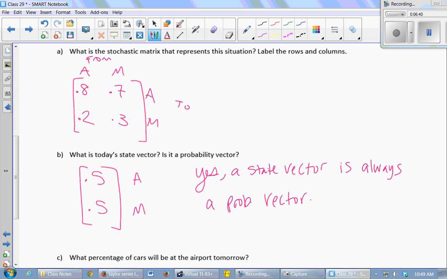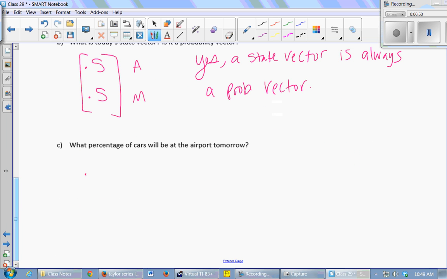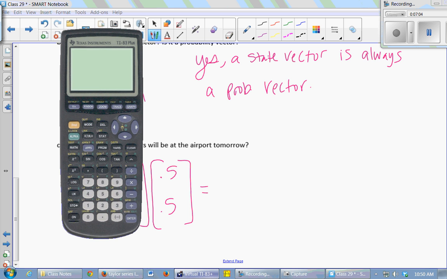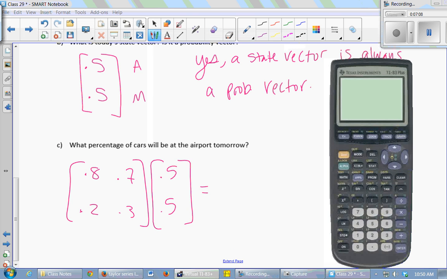If I want to know what percentage of cars will be at the airport tomorrow, I can multiply my stochastic matrix times today's state, and I'll get tomorrow's state. So 0.8, 0.7, 0.2, 0.3 times 0.5, 0.5. I could do the multiplication out, or I could have my calculator do it. Probably faster to just do it out. So 0.8 times 0.5 plus 0.7 times 0.5 is 0.75. And then 0.2, this should come out to what? 0.25, so that they add to 1.